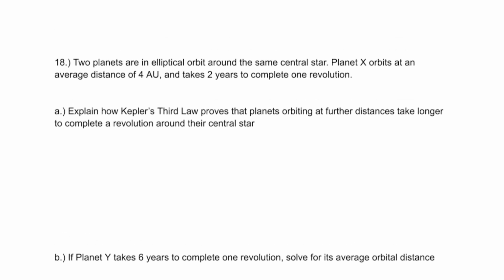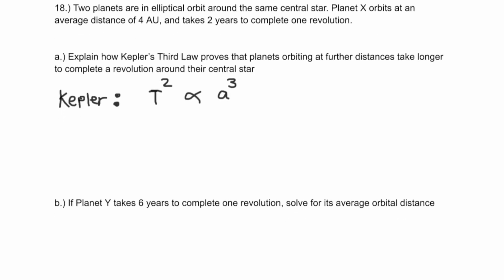Well, Kepler's third law says that T squared is proportional to average orbital distance cubed, which is also known as the semi-major axis. So, why does it take longer? Well, since T squared is proportional to a cubed, as a increases, T increases as well. That's all it is to it.